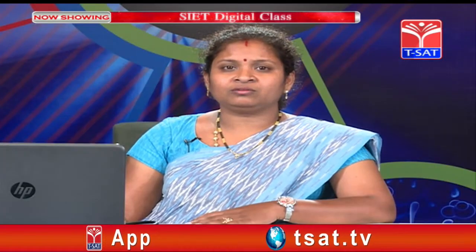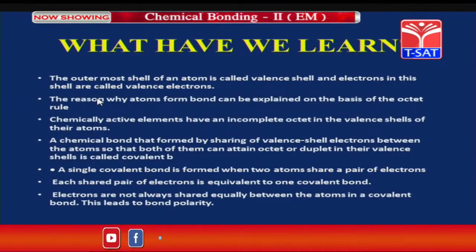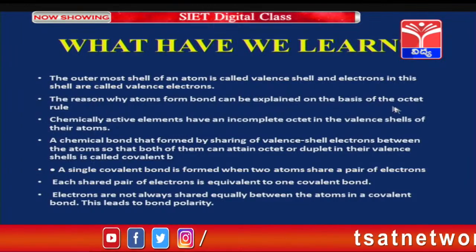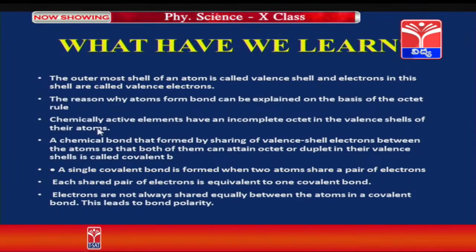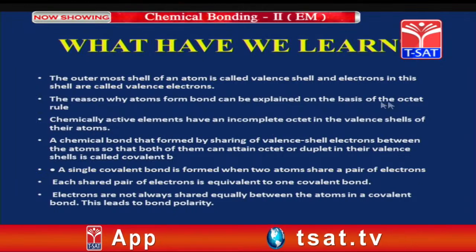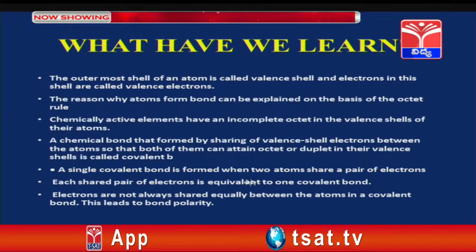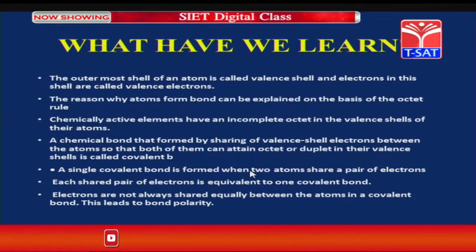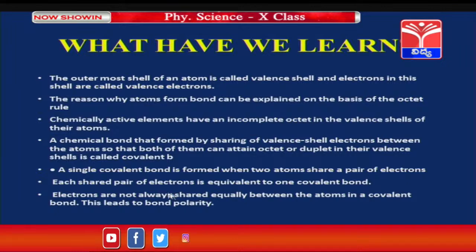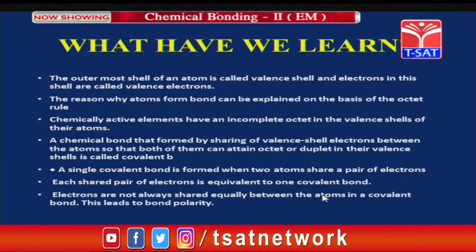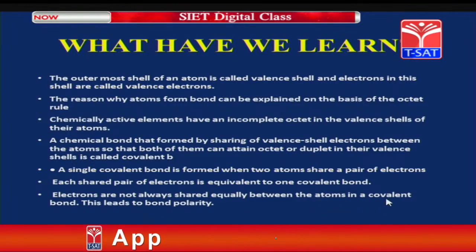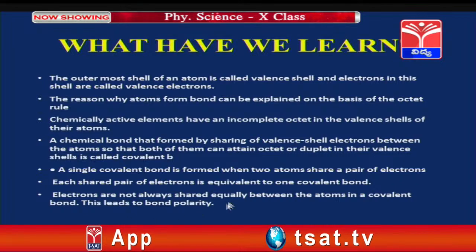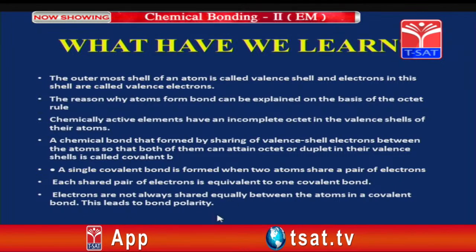So let us recall what we have studied in the what we have learnt points, children. Children, the outermost shell of an atom is called the valence shell, and why do the atoms combine with each other? To attain octet configuration. So which atoms combine with each other? Only the chemically active elements which do not have octet configuration in the valence shell. So a covalent bond is formed when the electrons are shared between them. Each shared pair of electrons is called a covalent bond. Electrons are not always shared equally between the atoms in a covalent bond also, and that is why we have seen some examples where some molecules were polar.